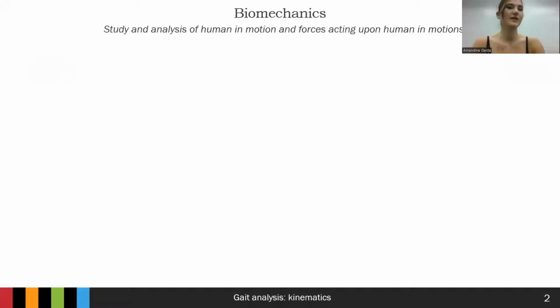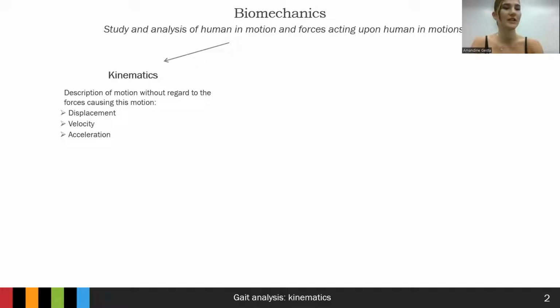So first, what you need to know is that biomechanics is the study and analysis of human motion, but also forces acting upon human motion. So it is divided in two subsections. The first one is kinematics, which is the description of motion without regard to the forces causing this motion. It implies displacement, velocity, and acceleration.